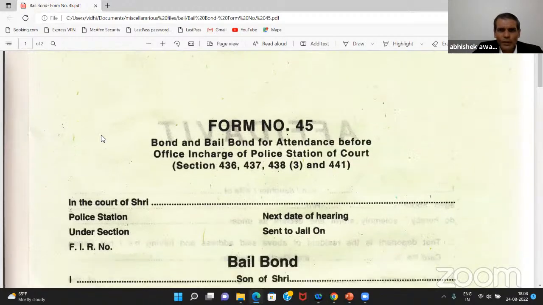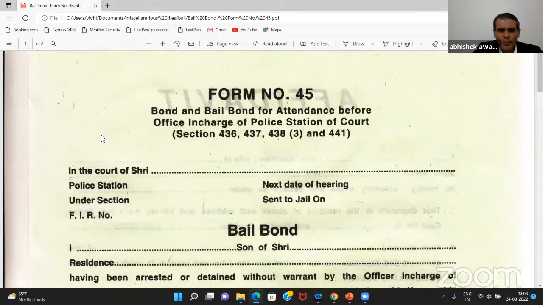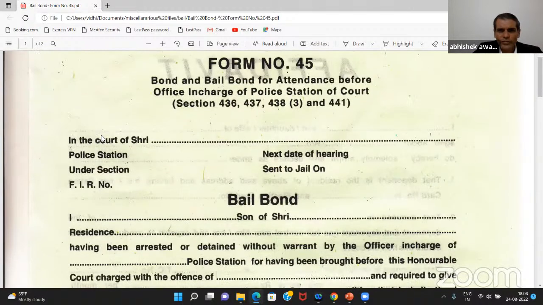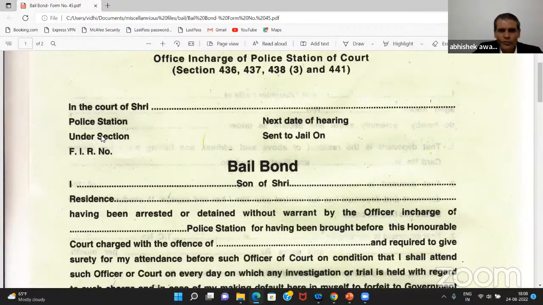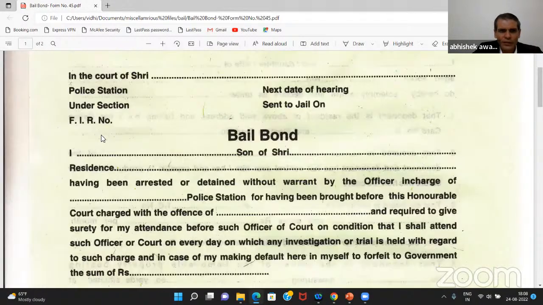Form number 45, bail bond and bail bond for attendance before the officer in charge of the police station or court, under Sections 436, 437, 438(3) and 441. In the court of Sri so and so, police station so and so, under section so and so, FIR number so and so. This is the proforma you get, a set proforma, and the next date of hearing, sent to jail on so and so.